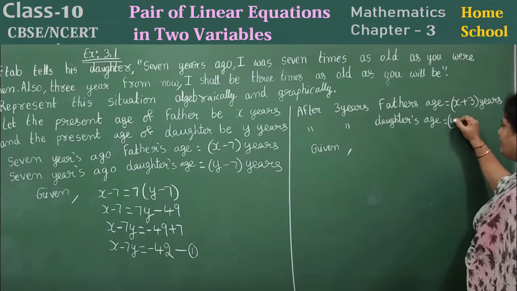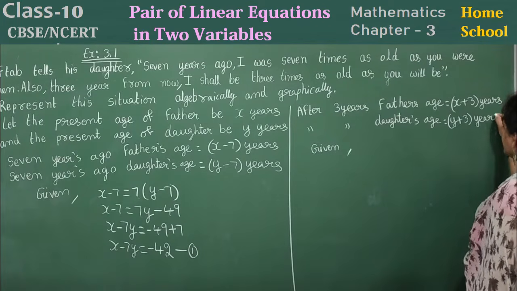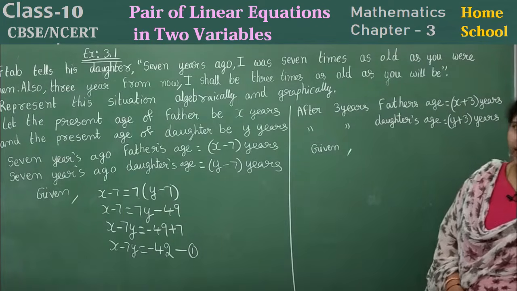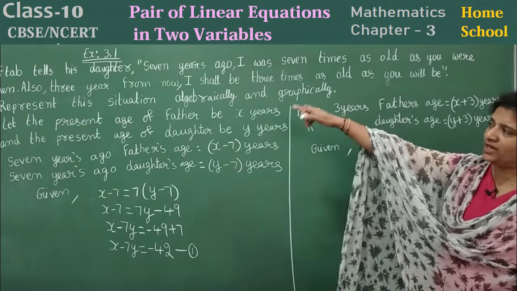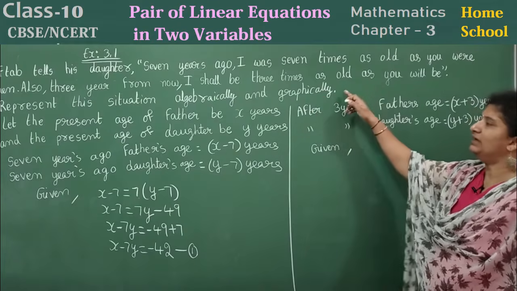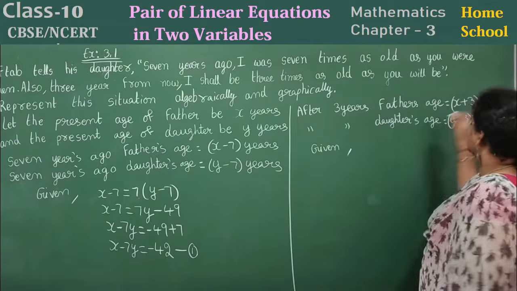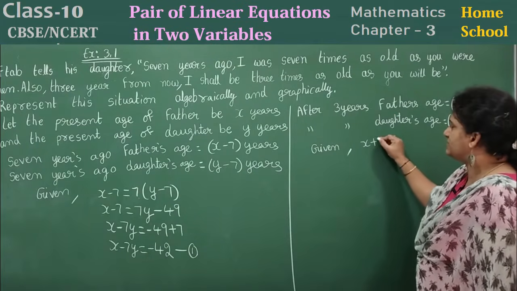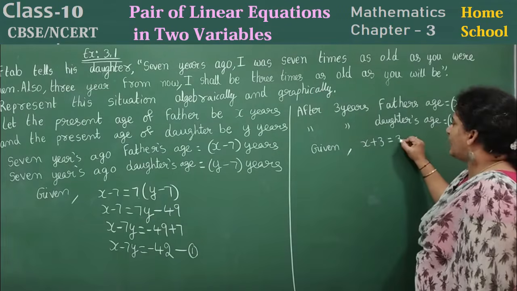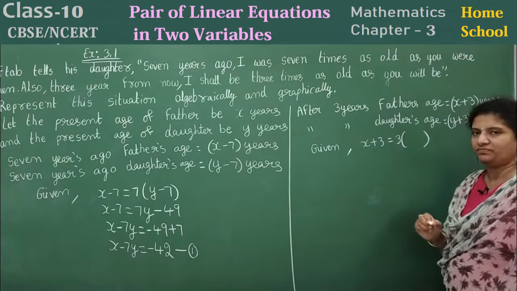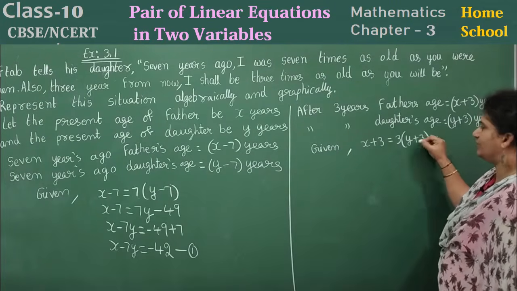Daughter's age after 3 years, y plus 3 years. Okay, given. What is given here, children? Three years from now, who is "I" referring to? Aftab. Aftab's age is how much? x plus 3 is equal to 3 times as old as you. Daughter, y plus 3.